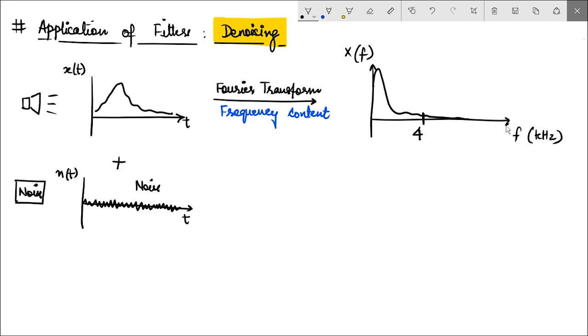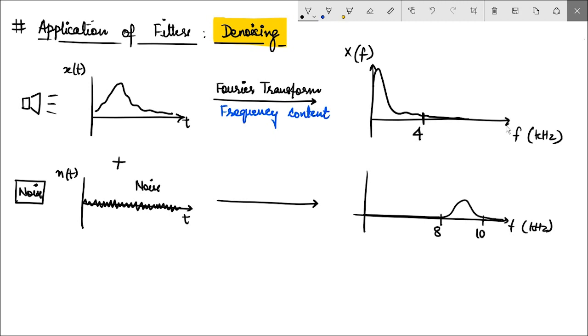That means if we try to find the frequency content of such a noise signal, it would have more values for high frequencies, right? And let me assume, just for the sake of this example, that this noise has maximum power in the range of, say, 8 to 10 kilohertz. That means its Fourier spectrum looks something like this, 8 to 10 kilohertz. Let me call it N of F.